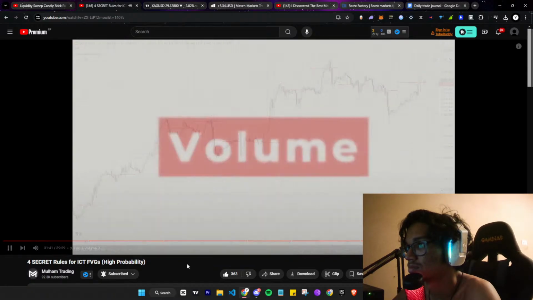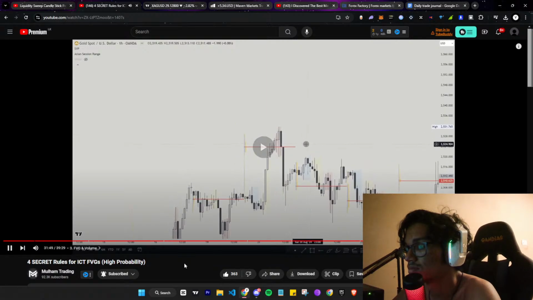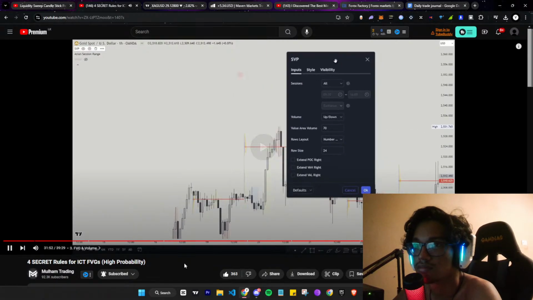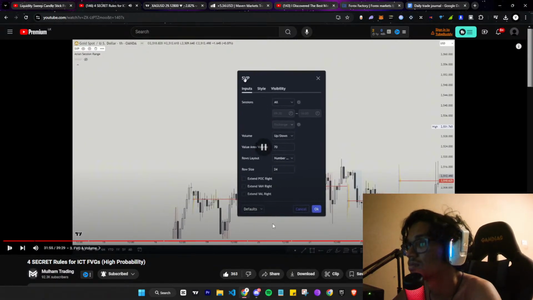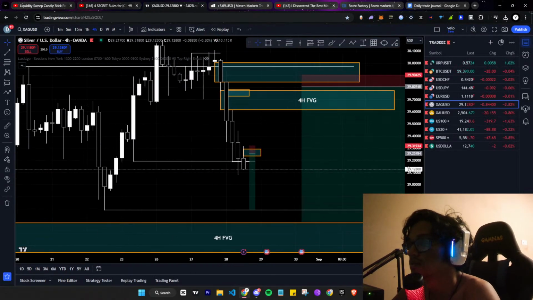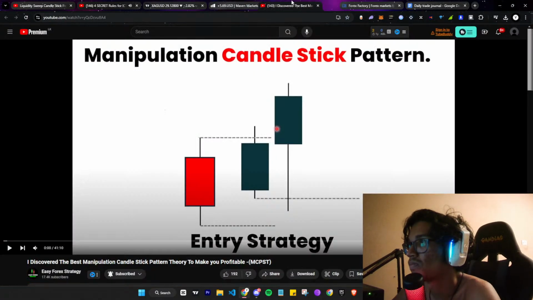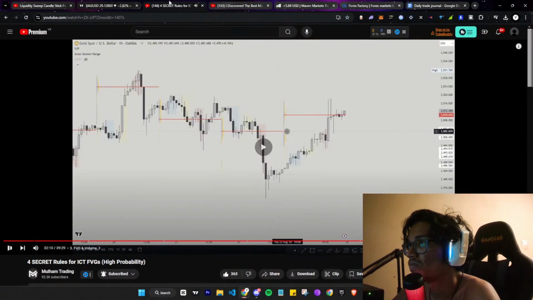The third confluence we have is the volume. Now, how do we combine volume and fair value gaps at the same time? What I do is use this indicator, which is SVP. You can find this on TradingView. Session volume profile. Those are the settings that I have. I'll be only using the POC. And this level here on the price action shows you where most of the volume was for that session. So I can see that for this day, most of the volume was at this level.